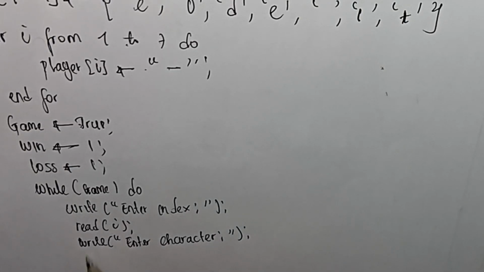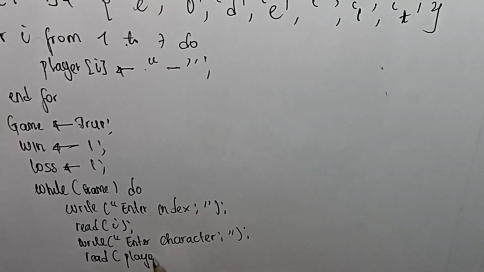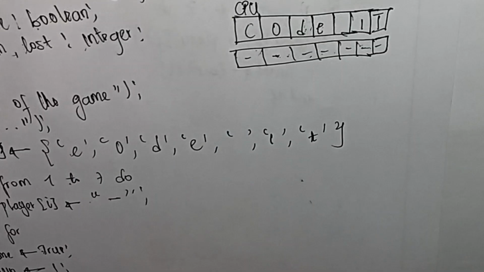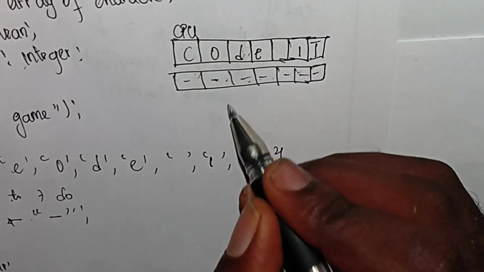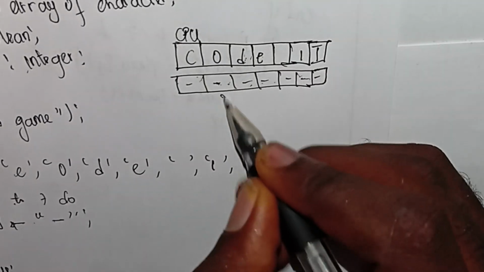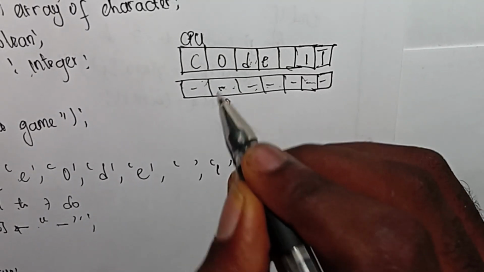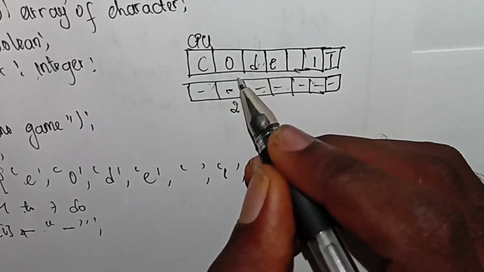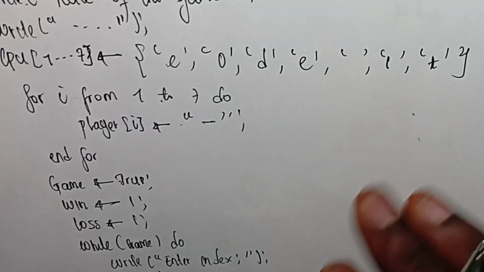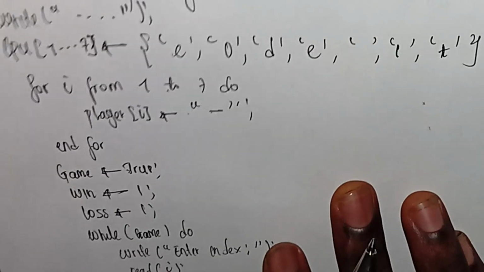So we want to read the character into the player's array at the index the player entered. So maybe the index is 2, so we want to store whatever value the player enters at this index. That's kind of what we are trying to do here.